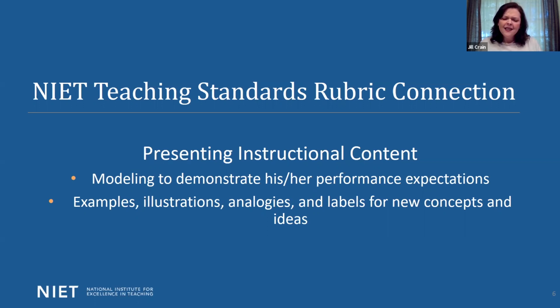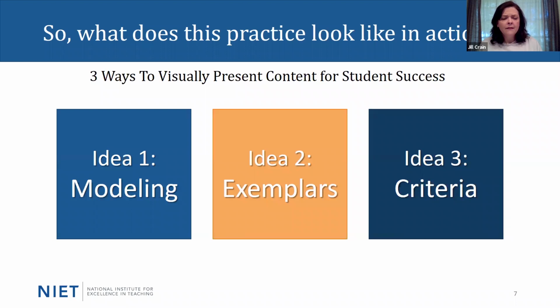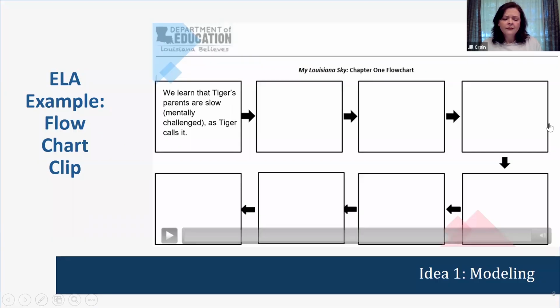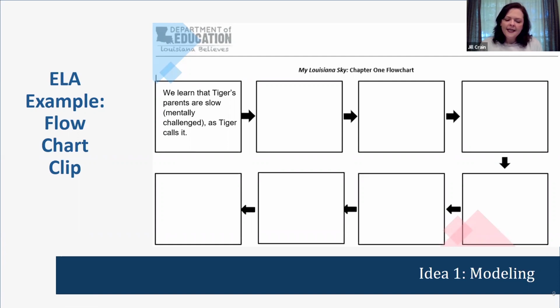So what does the use of models and exemplars look and sound like in a virtual learning environment? There are three ways or three big ideas in how to visually present content for student success. Number one, purposeful modeling. Number two, providing exemplars. And number three, communicating success criteria. All three are very critical to student learning and success. I'm going to share with you some specific examples of those three big ideas, starting with modeling.